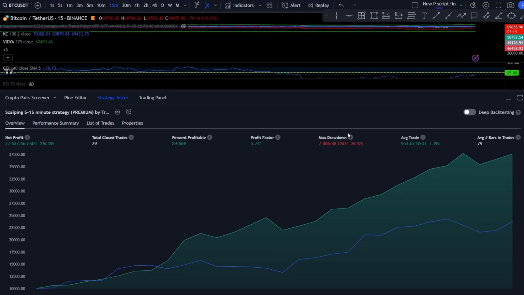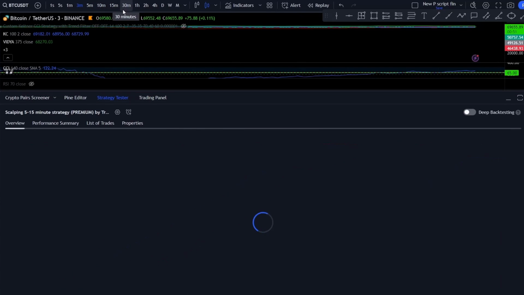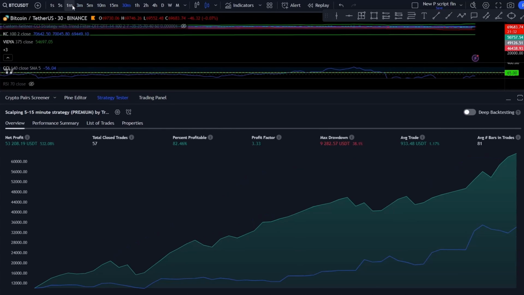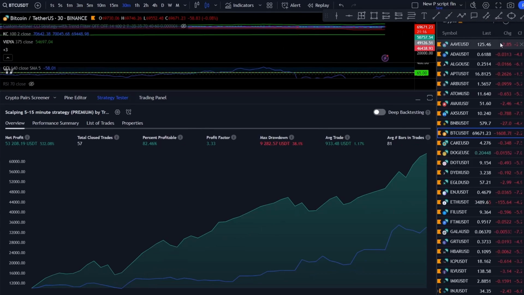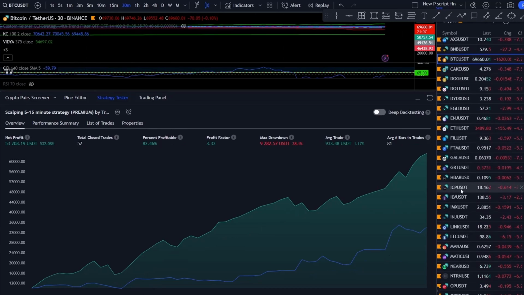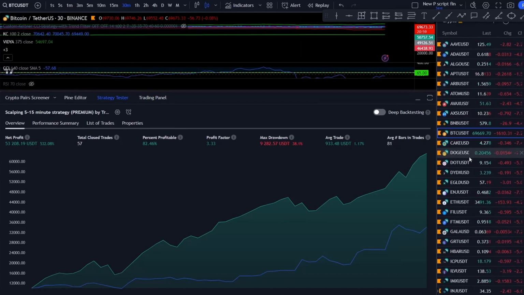But as I said, this strategy not only works on the BTC USDT 15-minute chart, it also works on the 10-minute, on the 5-minute, on the 30-minute, and even on lower time frames like 3-minute or 1-minute. But not only that, here you can see my usual cryptocurrency watch list. When I am optimizing, I usually check these cryptocurrencies to find out the best pairs.